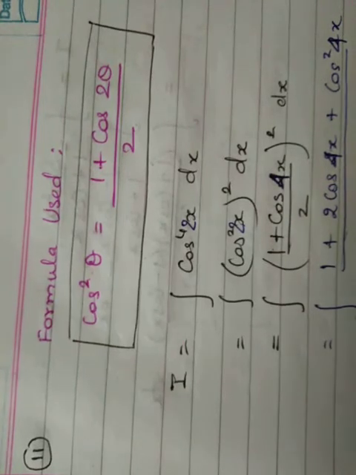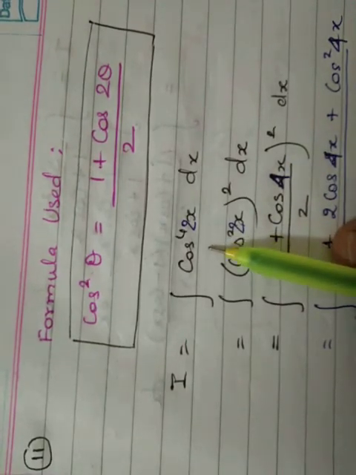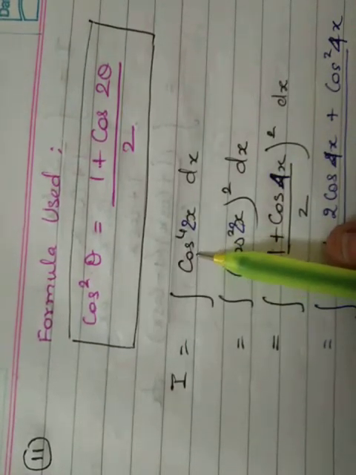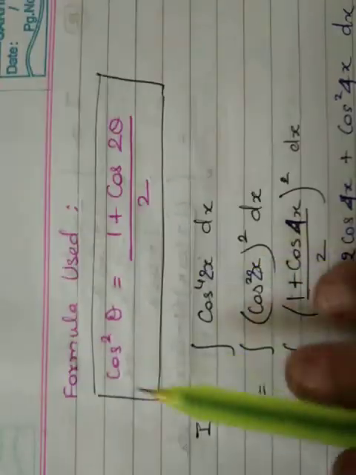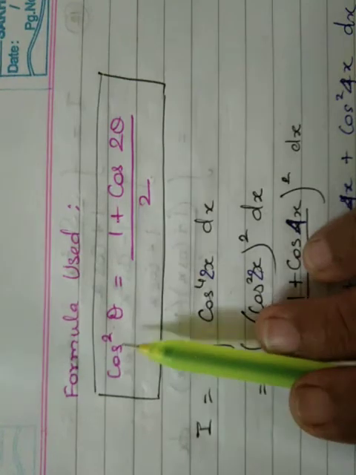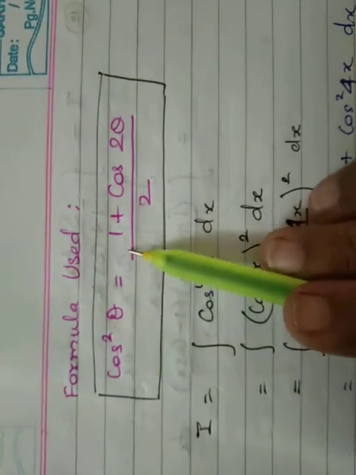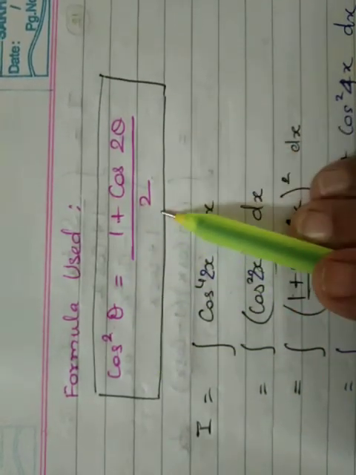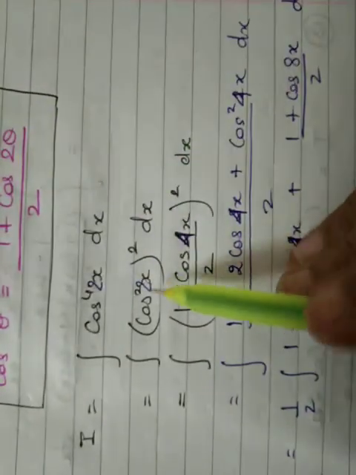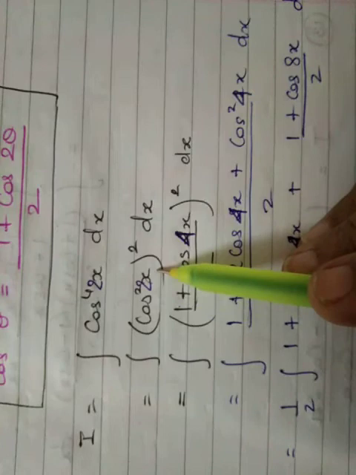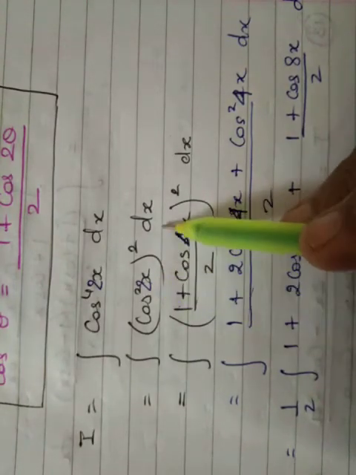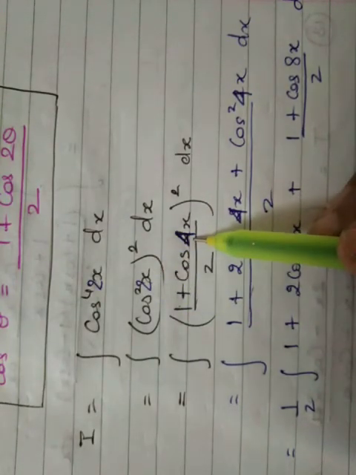Question 11. Again a similar type of question is there. Earlier it was sine raised to the power 4. Now it is cos raised to the power 4. We'll use a common formula. Cos squared of theta will be 1 plus cos of 2 theta upon 2. So now let's go. So this was cos squared of 2x. So theta will become double. So the double of 2x will become 4x.